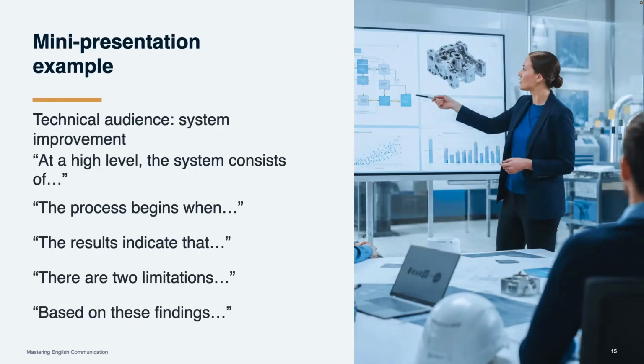Today, I'll walk you through the proposed redesign of our monitoring system. At a high level, the system consists of a data collection service, a processing engine, and an alerting platform. The process begins when a device sends performance data to the collection service. Once that step is complete, the data is validated and transferred to the processing engine.